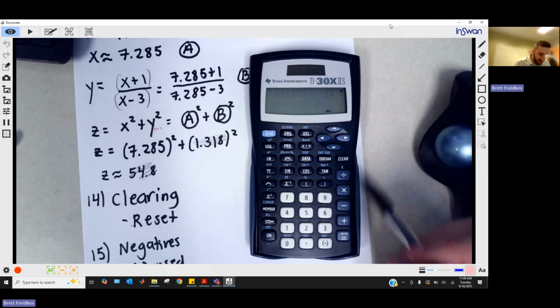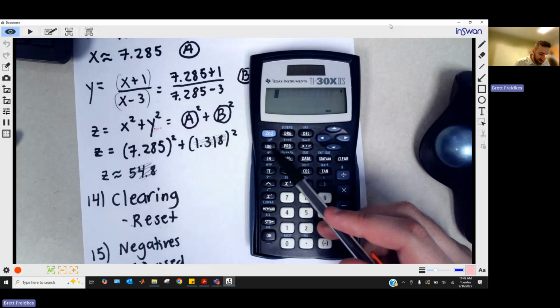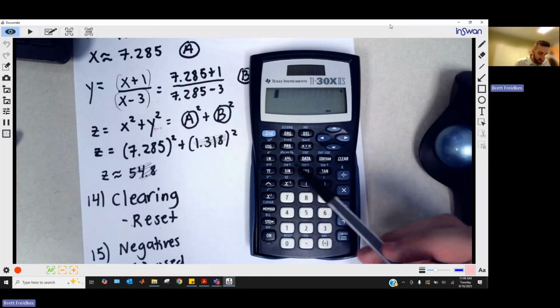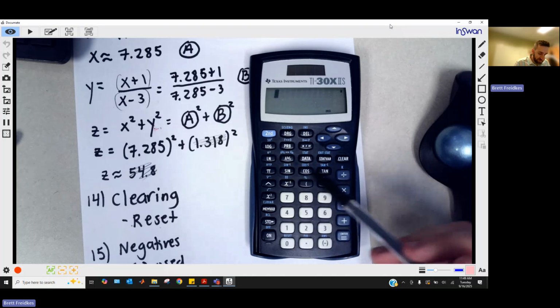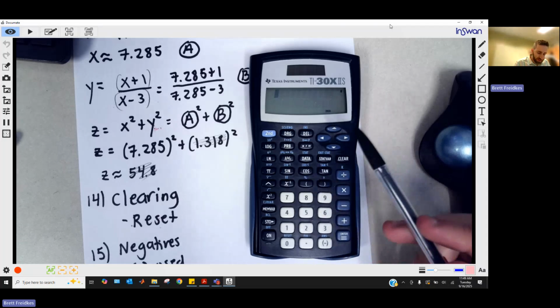I'm trying to see if there's anything else on here that's important. You have your degrees to radians mode. You have logs instead of ln if you'd like, with 10 to the x versus e to the x. Inverse trig functions, parentheses, exponents. That's essentially all you'll need.